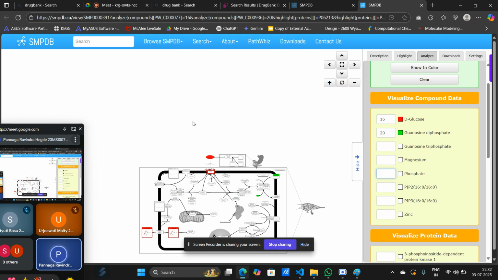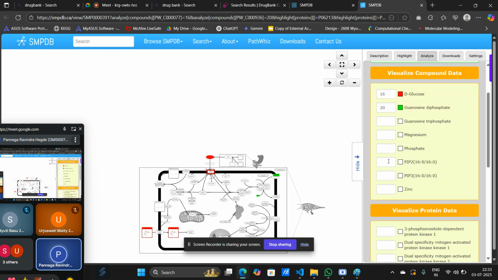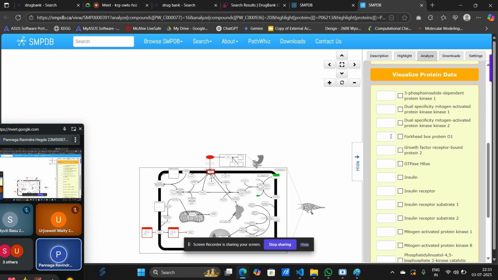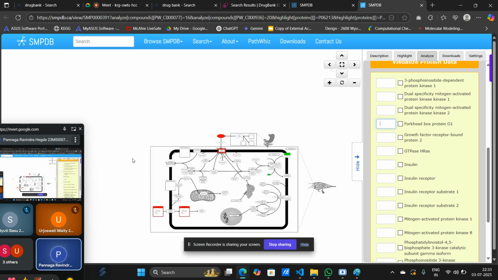Like if you increase the concentration of one molecule, what is going to happen to the concentration of the other molecule? That is something that you can check. If I increase the concentration of guanosine diphosphate, the concentration of glucose is going to decrease. That's why I have got the red color here. As it says, red is equal to lowest concentration. And you can just enter the concentration values without units for all the compounds. Again, you can play with the protein data as well. Similarly, you have to write a number, the concentration without units, and you will get to know the relative effect on the system. Are you guys able to understand?